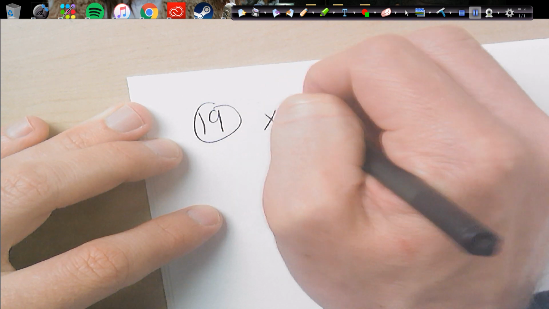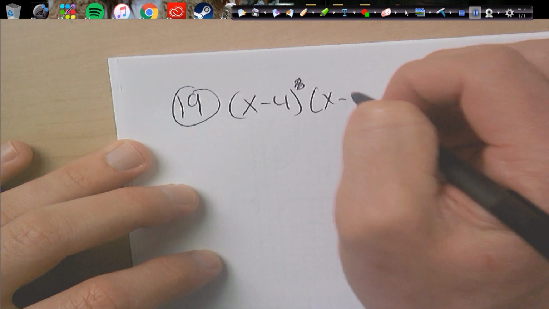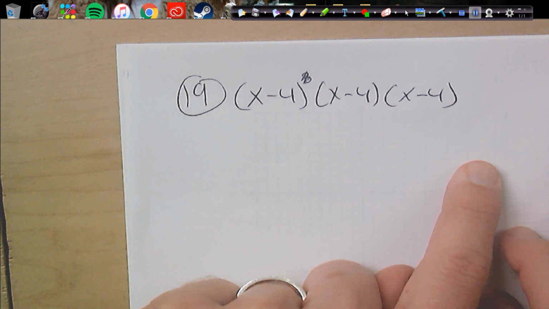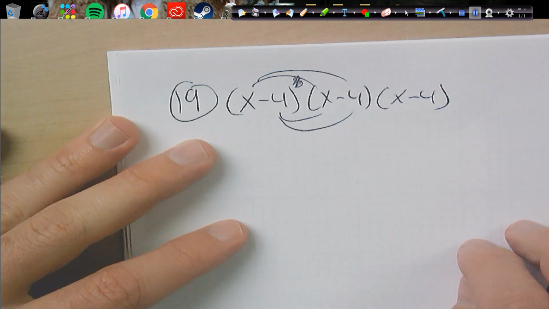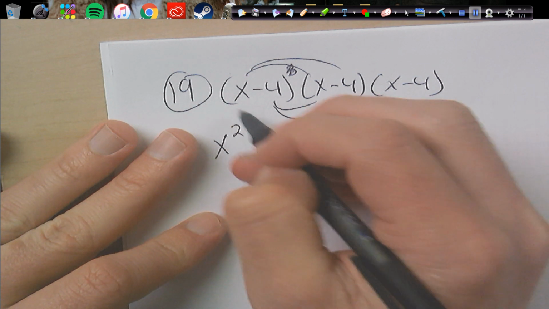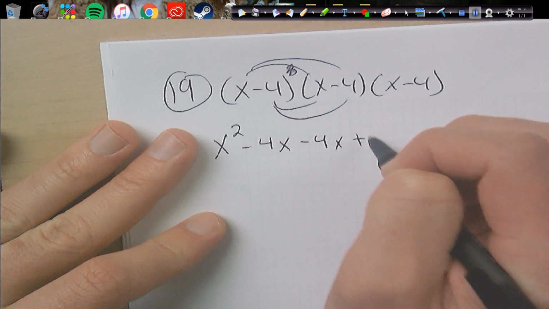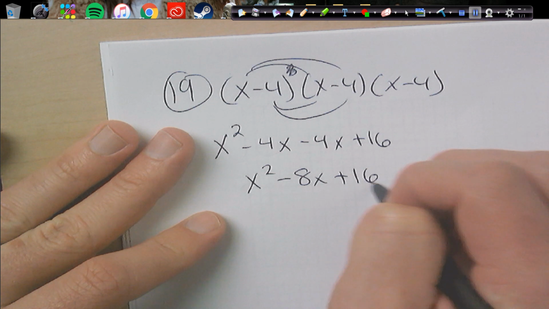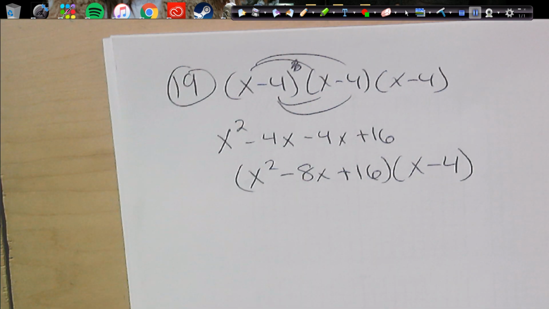19, we get x minus 4 cubed. The better way to write that would be x minus 4 times x minus 4. Okay, which seems kind of crazy. But what we can do is we can just go ahead and multiply one piece by one piece. So we're going to get x times x, which is x squared, x times a negative 4 times x, and negative 4 times negative 4. This becomes x squared minus 8x plus 16.